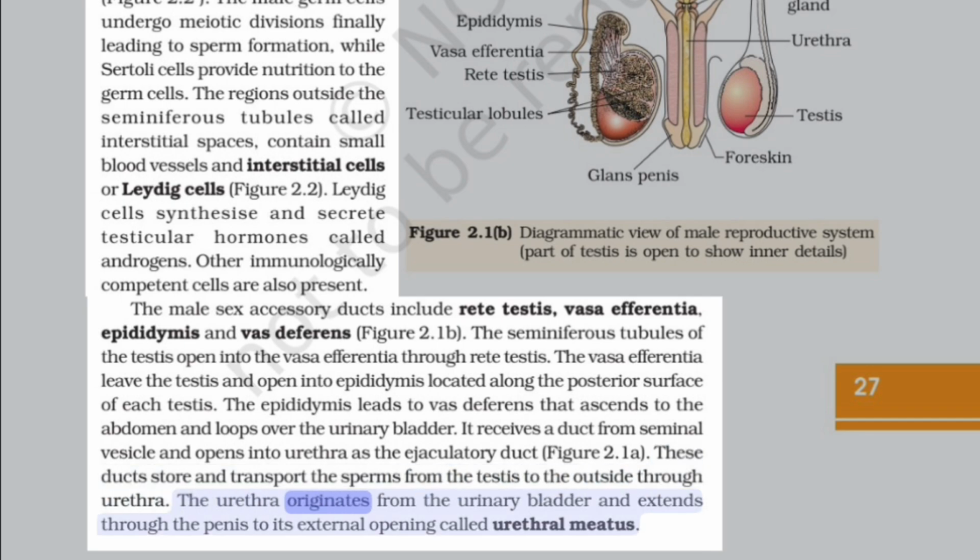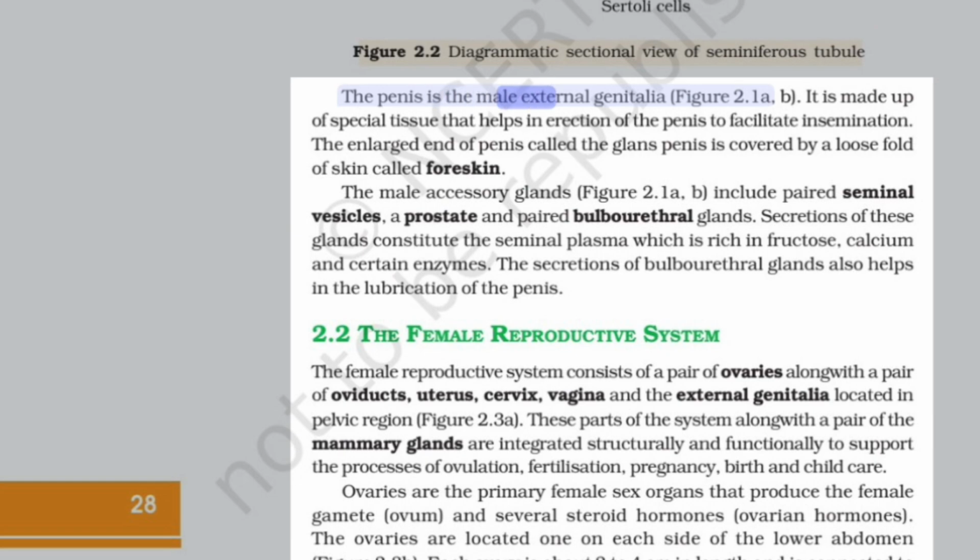The urethra originates from the urinary bladder and extends through the penis to its external opening called urethral meatus. The penis is the male external genitalia. It is made up of special tissue that helps in erection of the penis to facilitate insemination. The enlarged end of penis, called the glans penis, is covered by a loose fold of skin called foreskin.